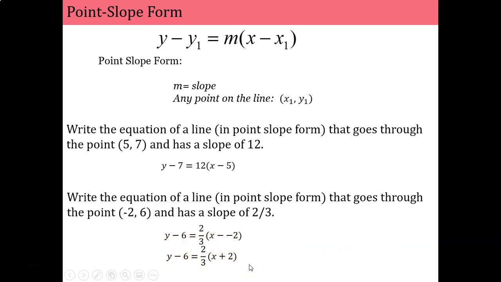y minus 6 equals 2/3 times x plus 2 in parentheses. This is my final answer. I'm not going to bother rewriting this in slope-intercept form. This is great. Point slope form is great.